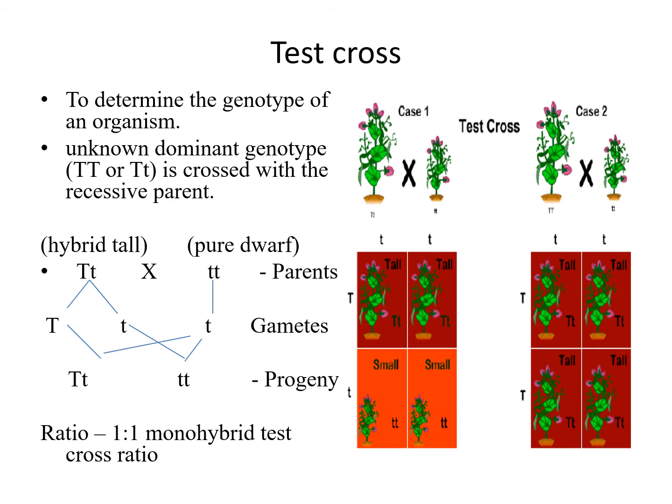Capital T, small t, then small t, just like a parent. Here the ratio is 1 is to 1. This is the monohybrid test cross ratio. Already you know the monohybrid cross ratio is 3 is to 1 phenotypic or 1 is to 2 is to 1 genotypic. But here we get only 1 is to 1. Why? What is the reason? One parent must be homozygous recessive. So he devised this: with the help of test cross we can determine the genotype of an organism.